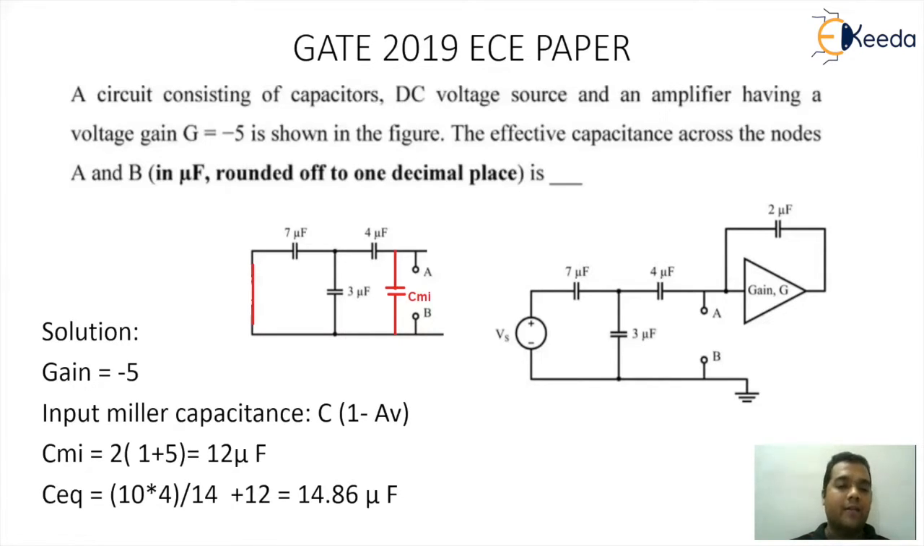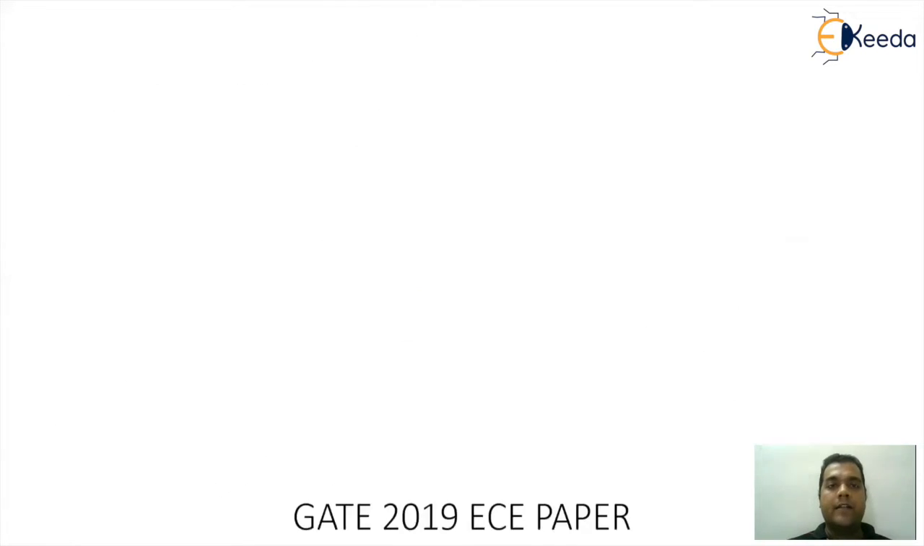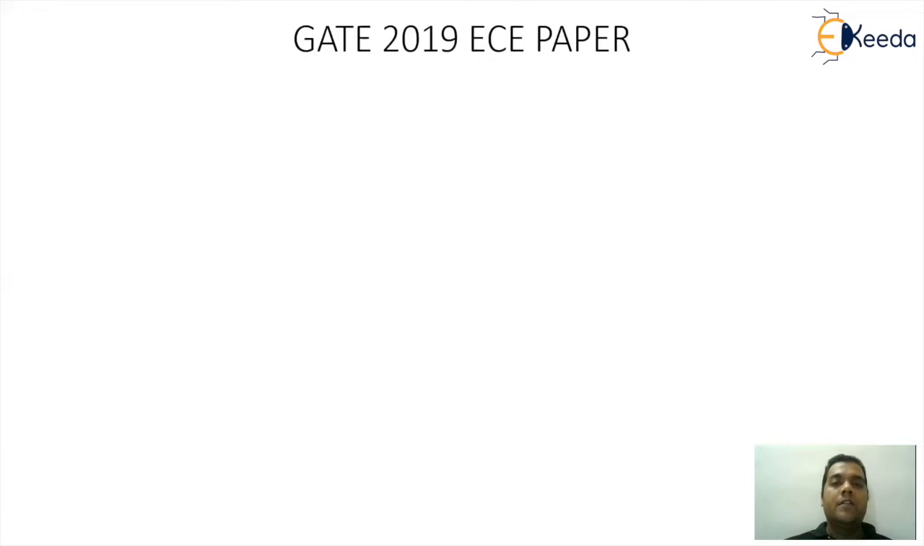So it will get added. So it is 10 into 4 divided by 14 plus 12. The final value is 14.86 and the unit is microfarad. This is how you find the total capacitance between the node A and B. And the answer is 14.86 microfarad.